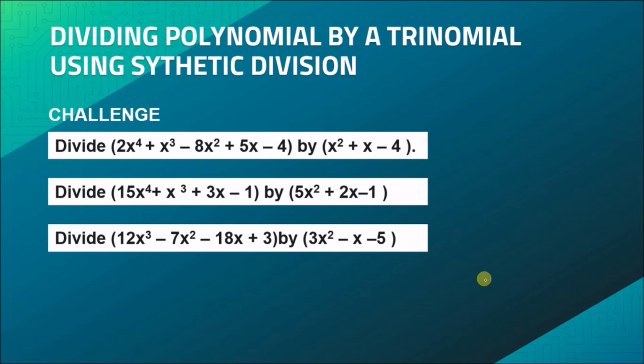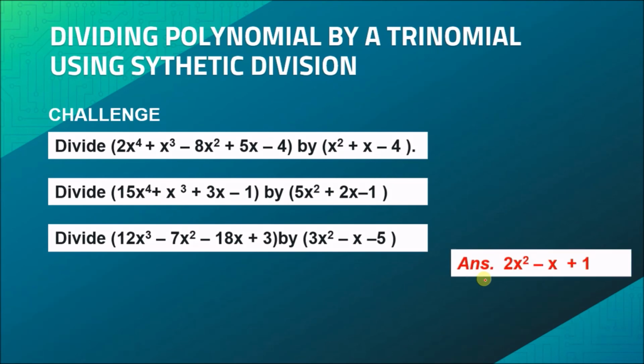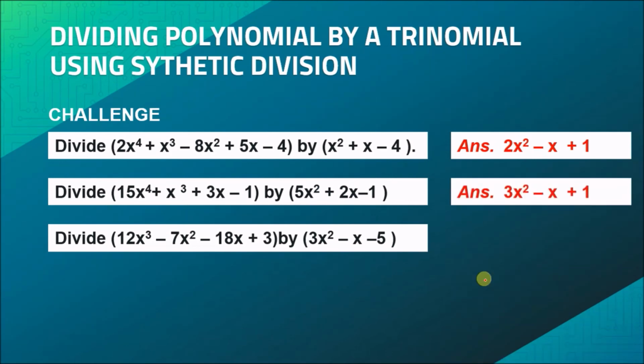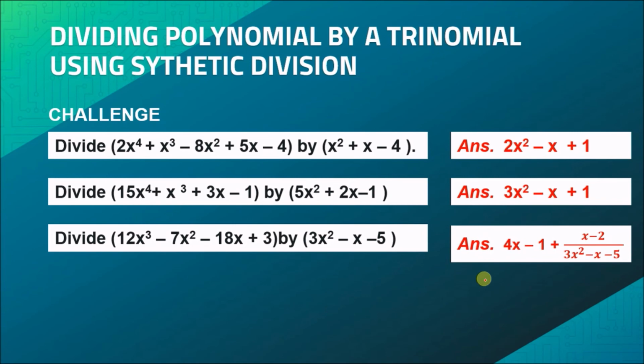And the answers are: we have 2x squared minus x plus 1, we have 3x squared minus x plus 1, and we have 4x minus 1 plus x minus 2 all over 3x squared minus x minus 5. I hope you got it. And try to consider other items from your module. There are examples like these that you can consider when it comes to our trinomial divisor.